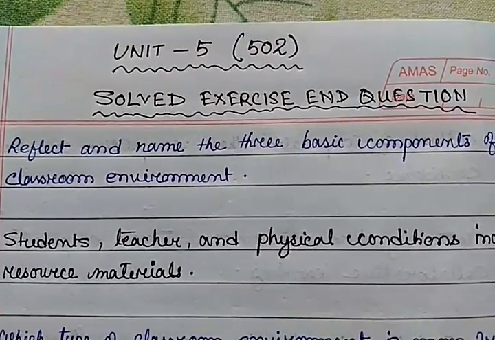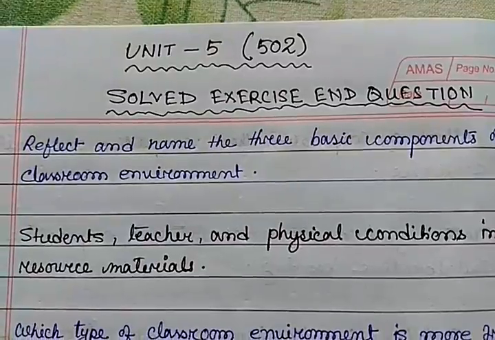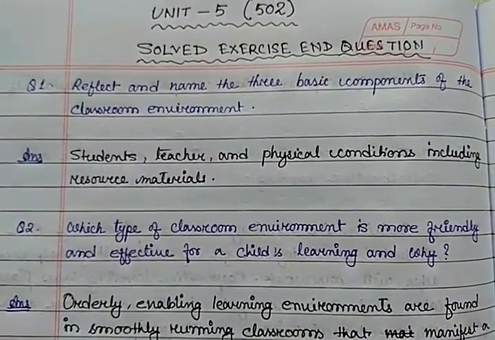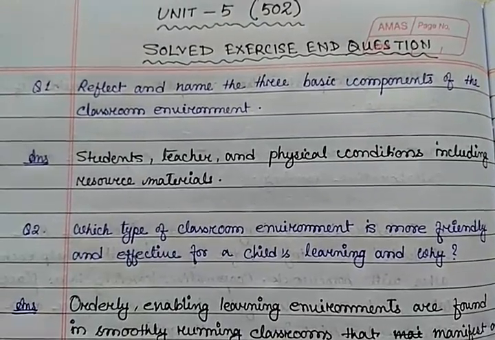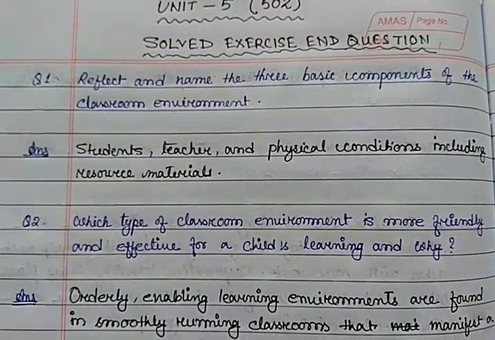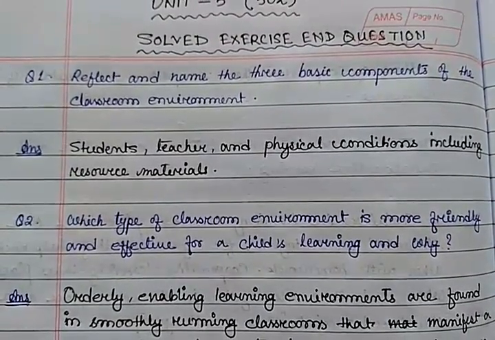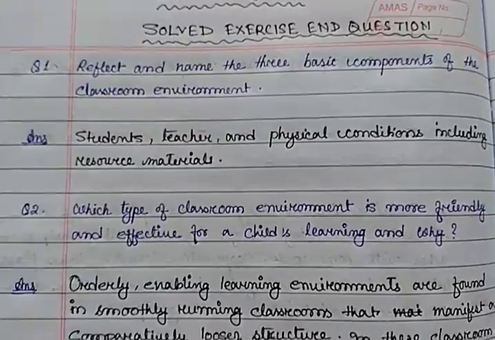So this is unit 5, 502. I have solved this for you. See, question number 1. Reflect and name the 3 basic components of the classroom environment. The answer is student, teacher, and physical condition, including resource materials.